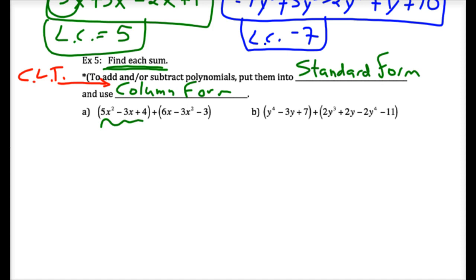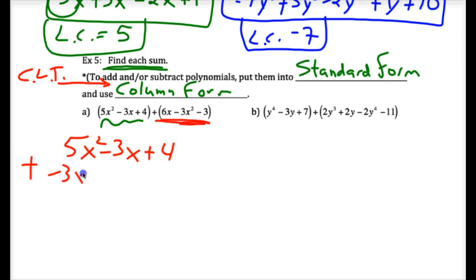Yes, clearly. So we're going to write it down. 5x squared minus 3x plus 4. We're going to add to that in columns the second one, but we're going to rearrange it to be in standard form. Who could put the second one into standard form in about 2 seconds? Give it a shot, Nico.